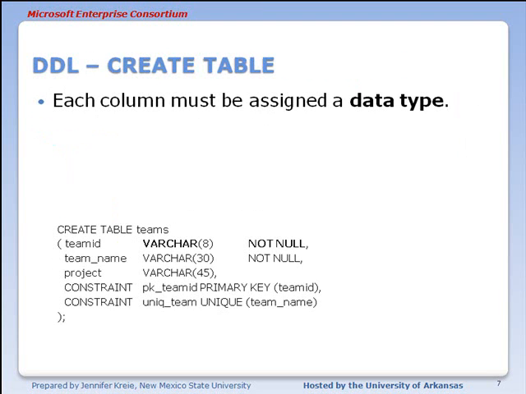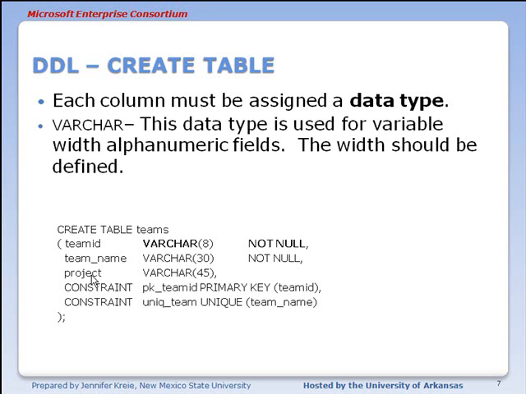When you create a table, you assign at least 1 column to that table. That is also referred to as a field. In this case, we have create table teams with a field called team ID, team underscore name, and project. Each field has to have a data type. In this case, variable character, or varchar, is used as the data type for the 3 fields, and the width of the field is listed after the data type. 2 of the fields are defined as not null, which means they cannot be left blank. They must be populated when you add a row to a table.